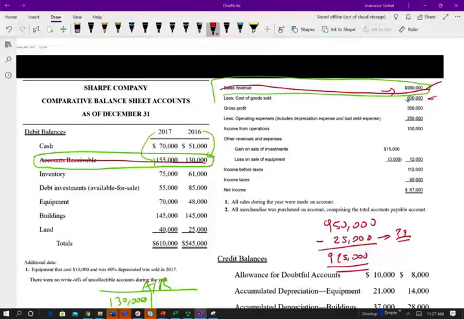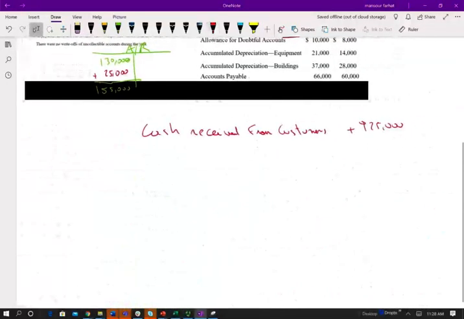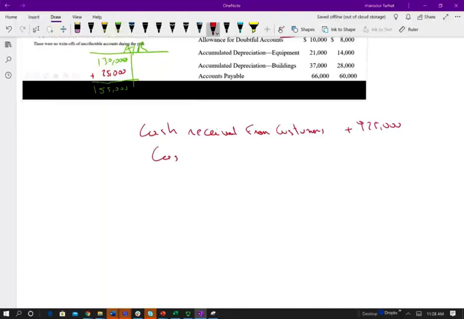Now, the number here is positive, but technically it's a negative 600,000, since we are converting this to cash. So now I'm going to record my cash payments, and part of my cash payments is to suppliers.